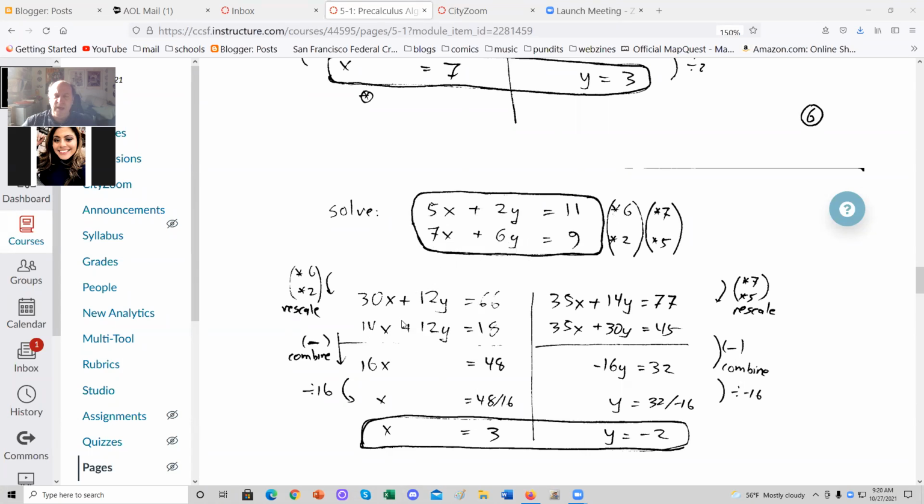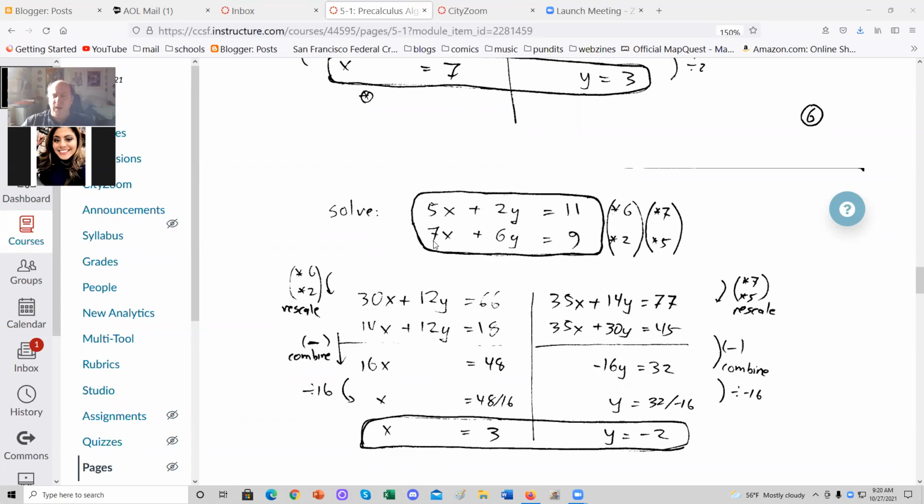The idea is that now we have a 12y here and here. 2 times 6 equals 6 times 2. So since these are lined up, we combine by subtracting, and the y's cancel. Subtracting, 30x minus 14x is 16x, 12y minus 12y cancels, 66 minus 18 is 48. So 16x equals 48, divide both sides by 16, x equals 48 over 16, which is 3.